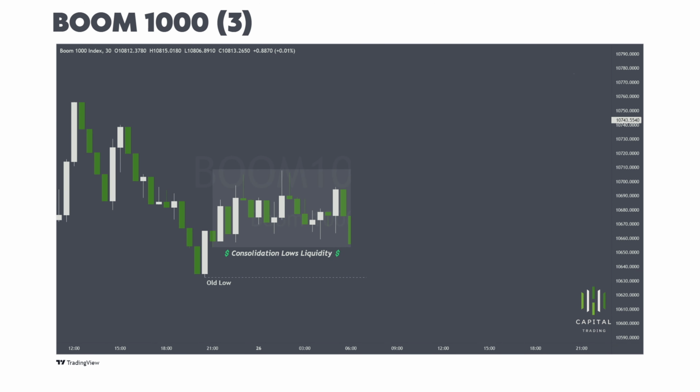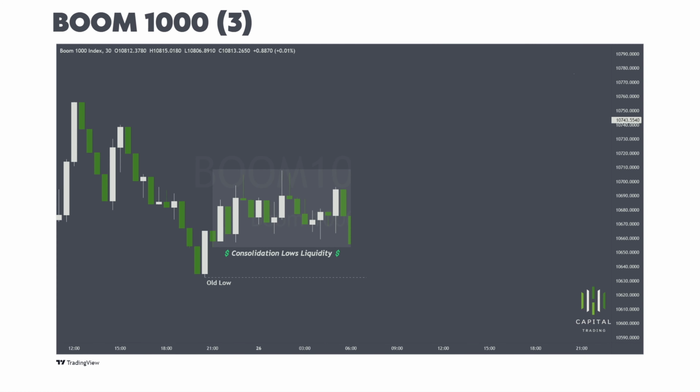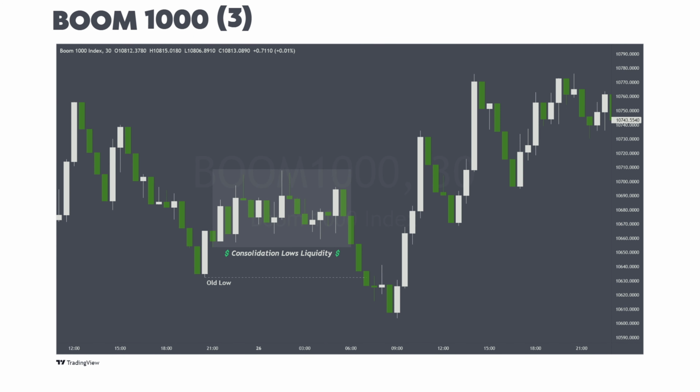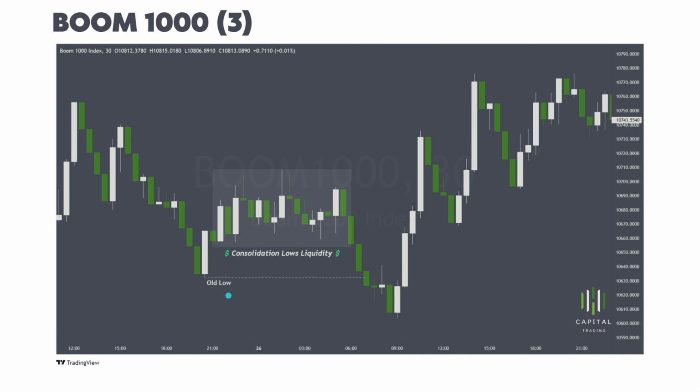Okay, now let's jump into the last example for the Boom 1000. So we had price dropping, then we had them spiking a little bit to the upside. Then they started consolidating. We identified our range, and then we had this consolidation low liquidity. So what we want to see was whether they're going to reach into the liquidity, also reach into our old low, which acted as liquidity. That's what price did here. They dropped to the downside and hit our targets down here.